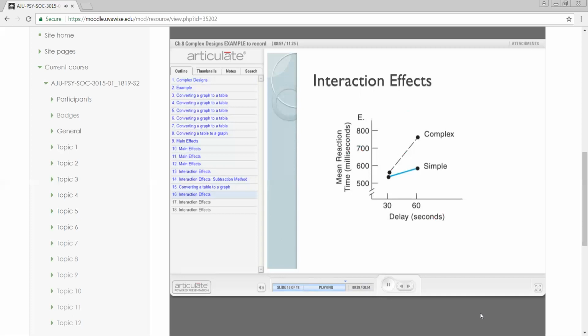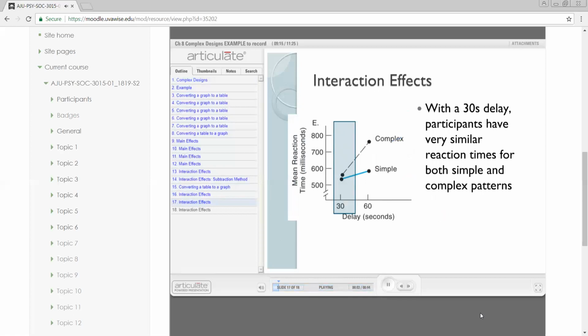So remember that for simple main effects, what we're doing is we're picking one of the independent variables to focus on and describing what's happening with the other independent variable at each level of our focus independent variable. So let me walk you through. Now I think it's easiest to start with the independent variable that's on the x-axis. So let's do that. So what we're going to do is describe what's happening at the 30-second delay and then move on to what's happening at the 60-second delay. You need to describe both parts, but by breaking it up, you'll get all of the information you need.